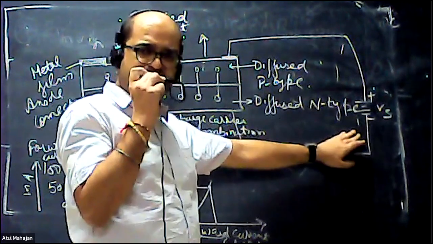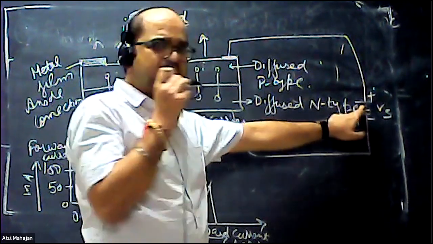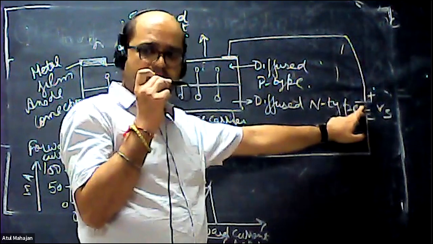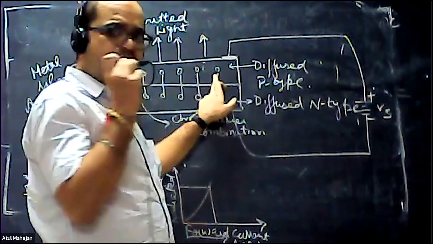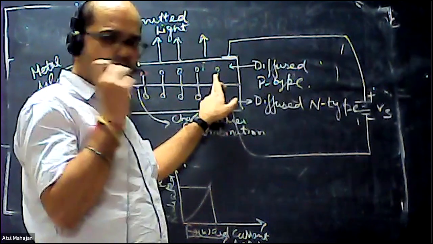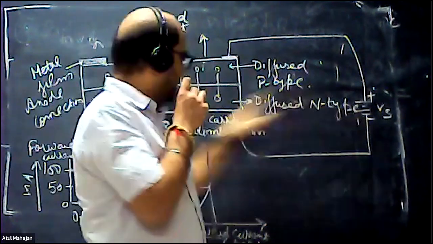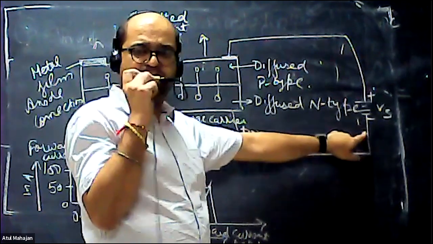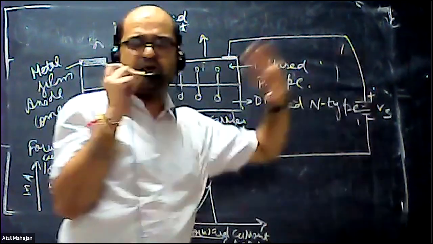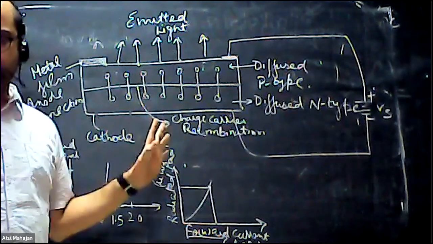Forward bias voltage means we are connecting the positive terminal of the supply voltage with the P type of your PN diode or LED diode, and the N type of the LED diode is connected with the negative terminal of the battery. So this is your forward biased diode.